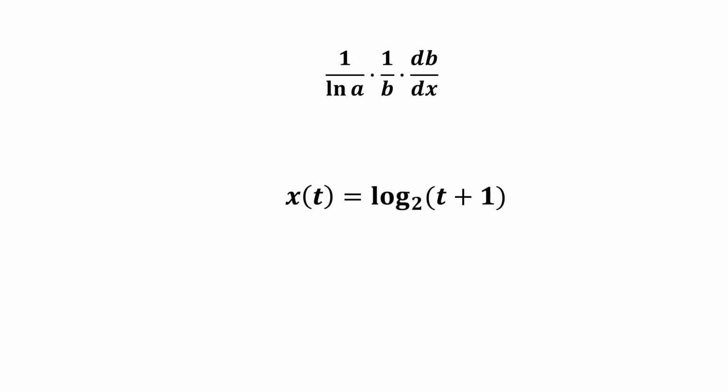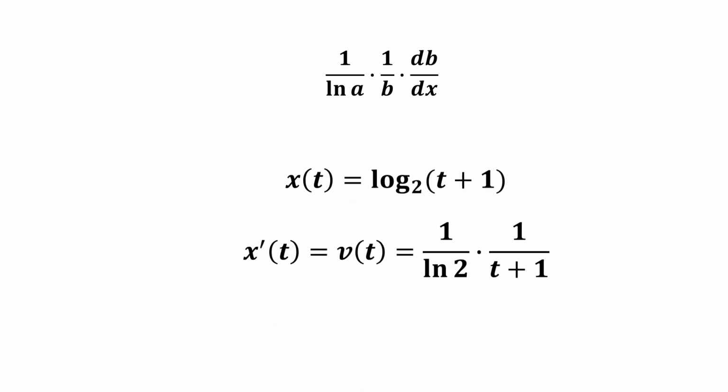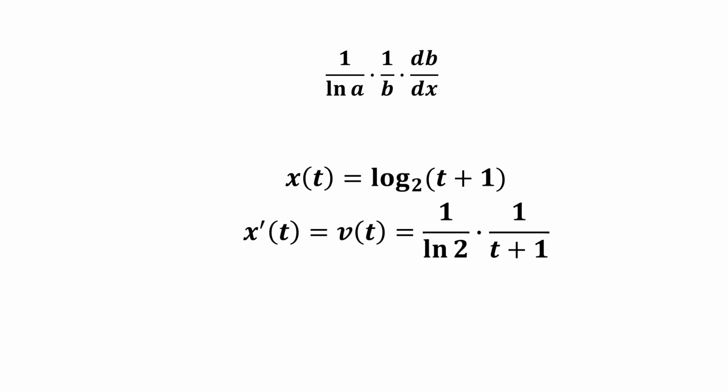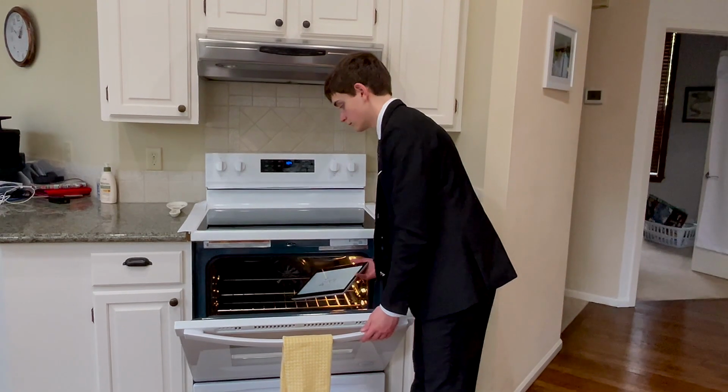Since the function b in this case is t plus 1, the derivative of b, db dx, is just 1, so we can leave it out of the equation. That leaves us with the velocity function of 1 over natural log of 2 times 1 over t plus 1.